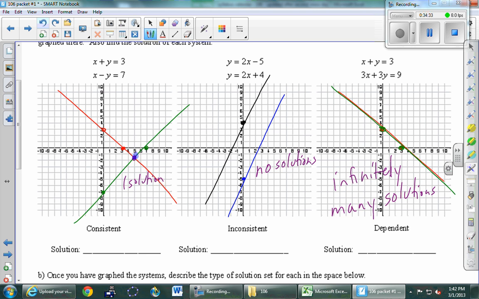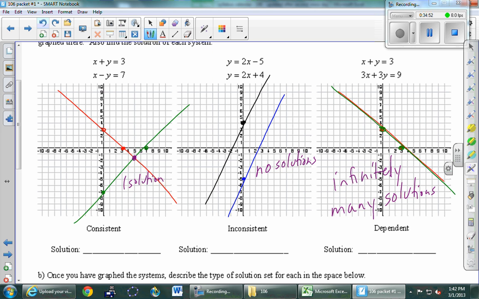Here's some vocabulary. If it looks like the first picture, we call it consistent. If it looks like the second picture, we call it inconsistent. On the one hand, there's a solution. It's consistent. On the other hand, there's no solutions. There's no way to make both of these things true at the same time. So we say that is inconsistent.